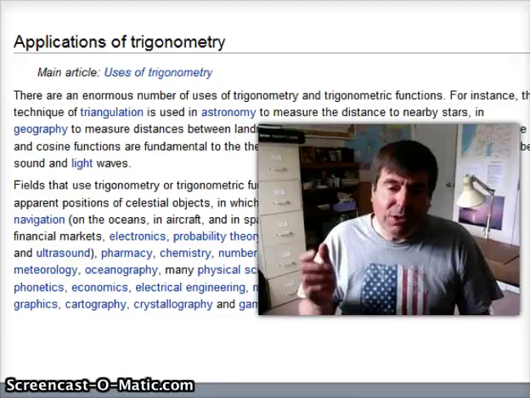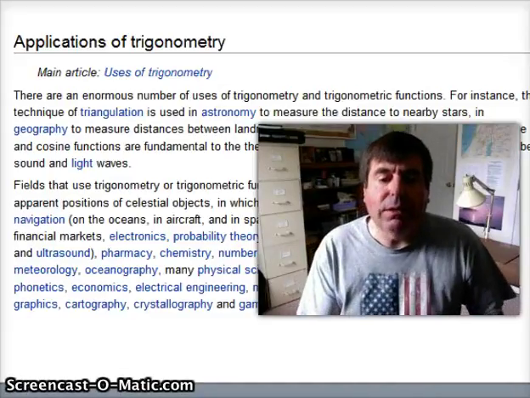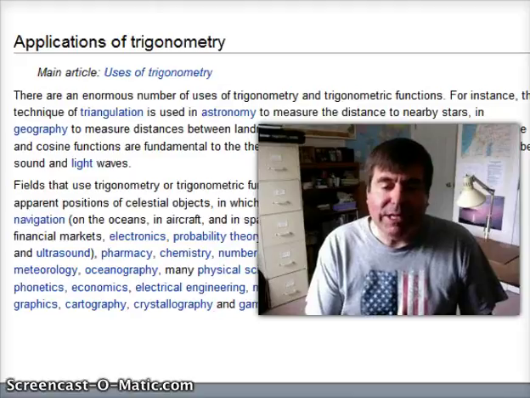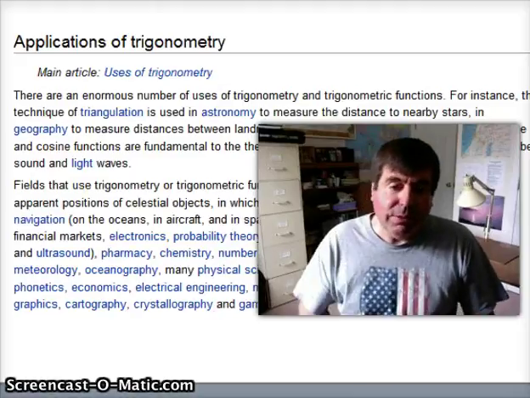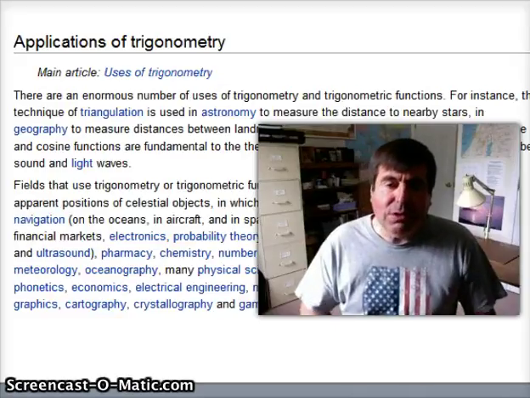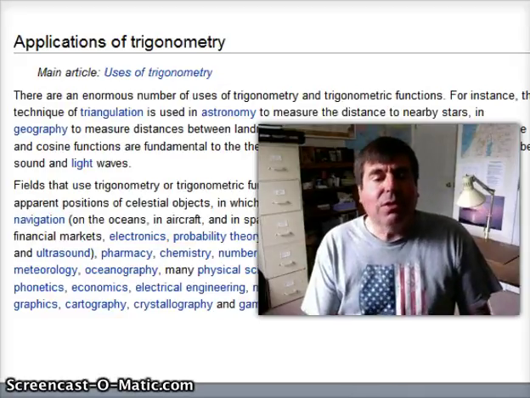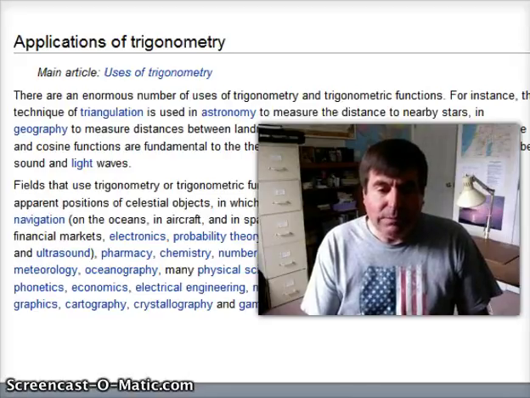You cannot operate your cell phone. You cannot listen to digital music without the concepts of trigonometry. So that's something to think about for sure. There's a lot to this unit. You could study whatever interests you as you go through the unit. But let's talk right now about Unit 6 content.